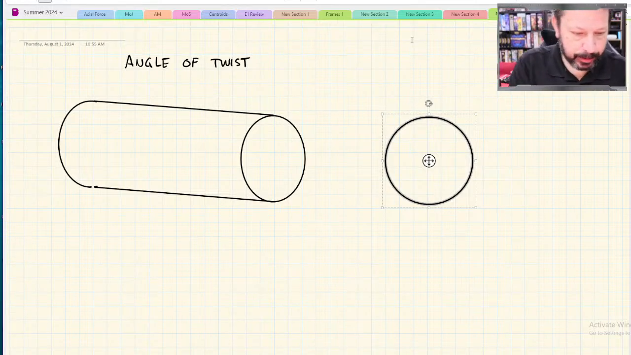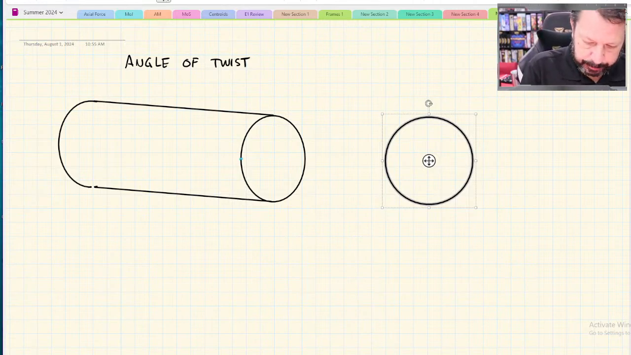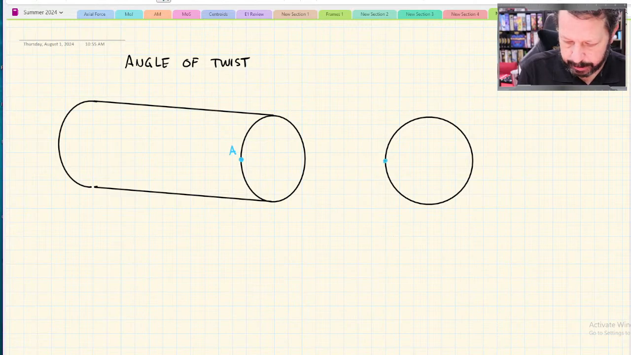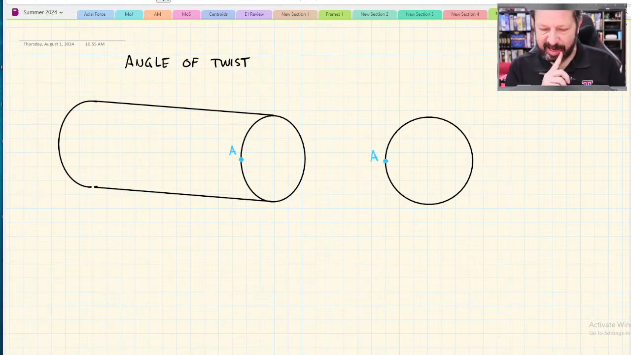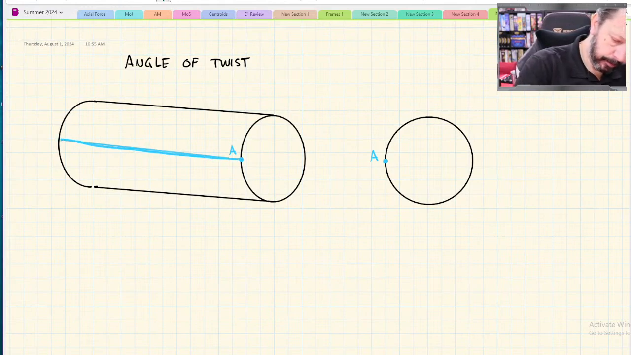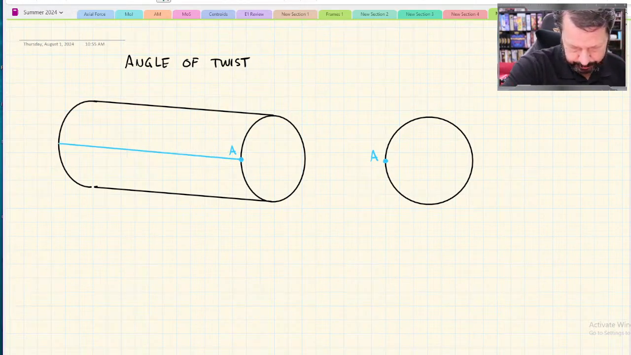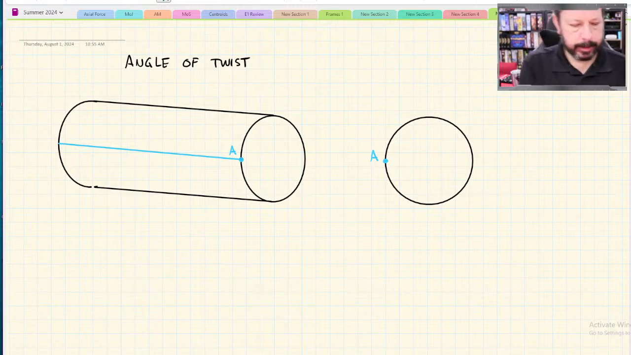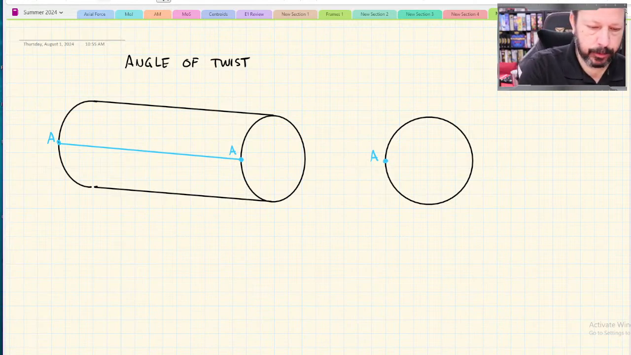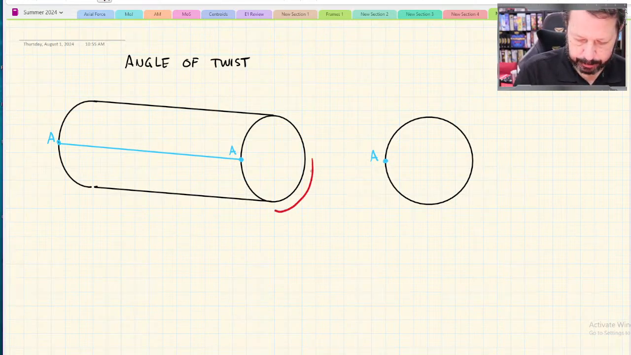Let's define a couple of points. Let's use blue, and put point A right here. Then let's draw a line, as if this were a real shaft, down the outside surface, like that. This will be line AA, with endpoint A on one end and endpoint A on the other end. Now let's apply our torque. So let's say I apply a torque like this.